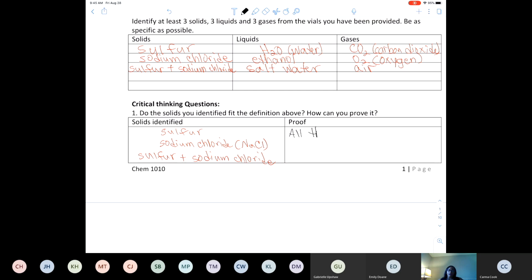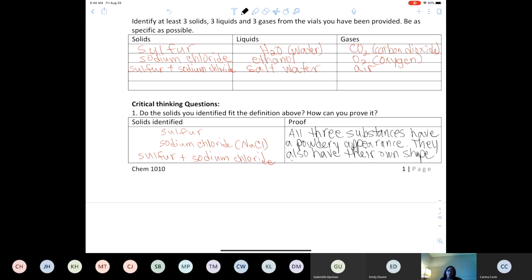So I could say something like all 3 substances have a powder appearance. So that's just my layman term to it and not scientific. But then to get scientific with it, they also have their own shape and volume. And that's the scientific proof that these 3 substances are solids.